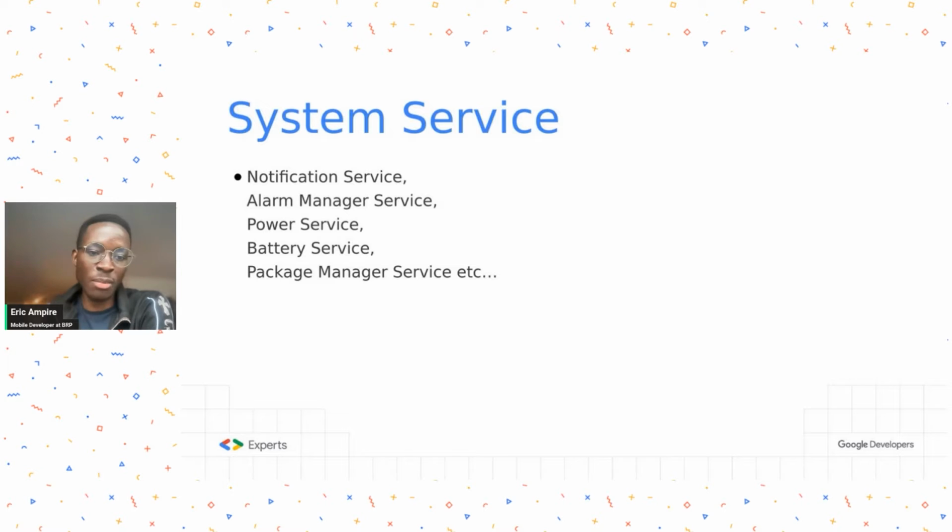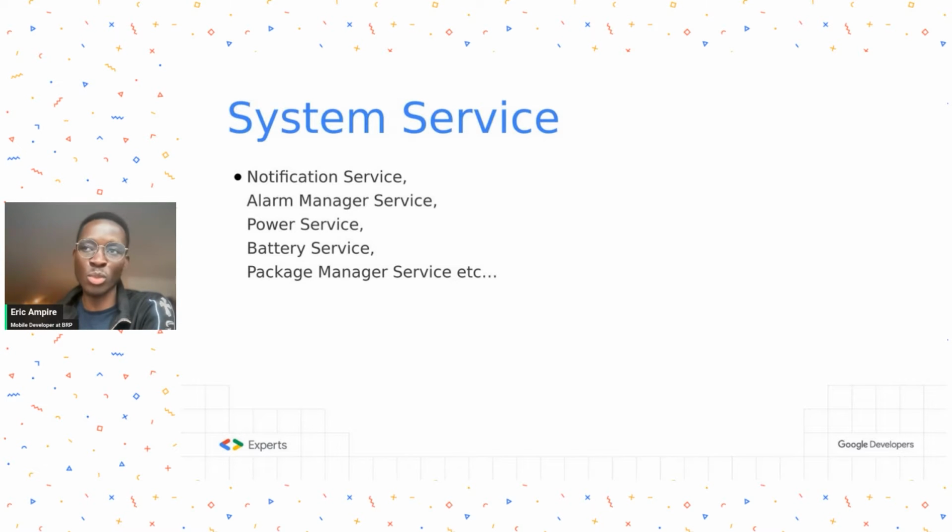So here is the example of some system services that we already have. There is something like the notification service, the alarm manager service, the power service, the battery service. There are a lot of them that are already ready for use, and you can just ask for access to them.